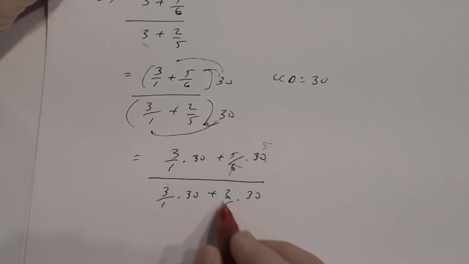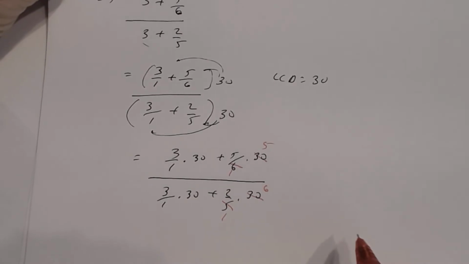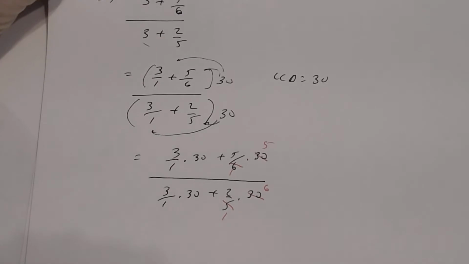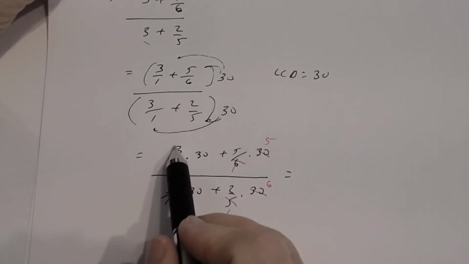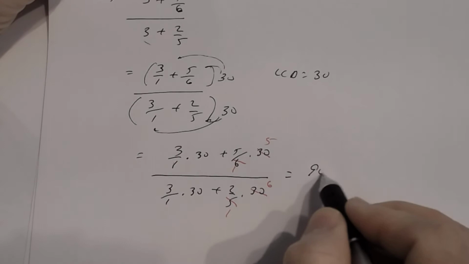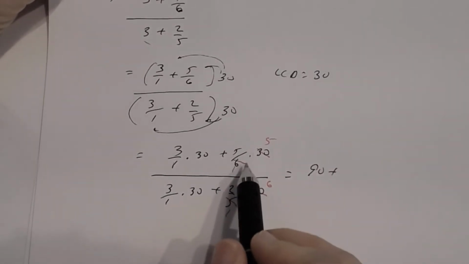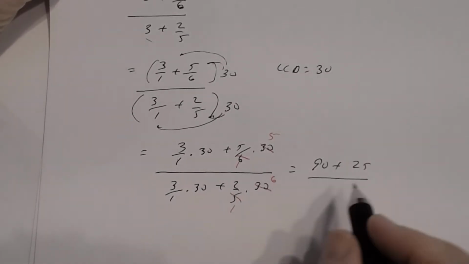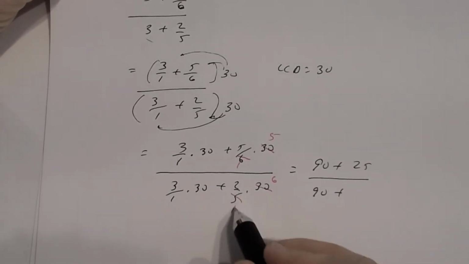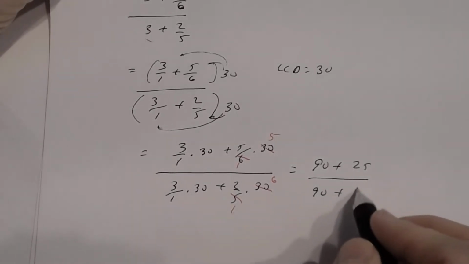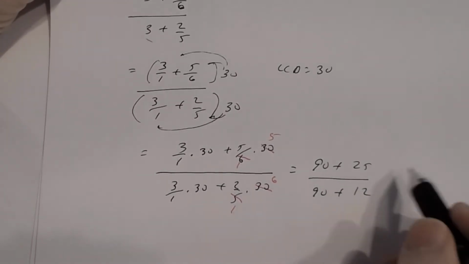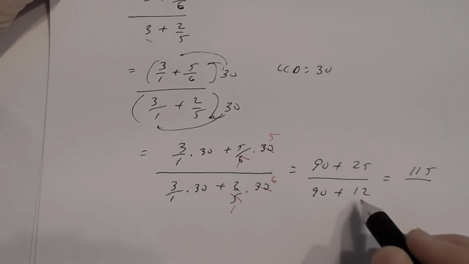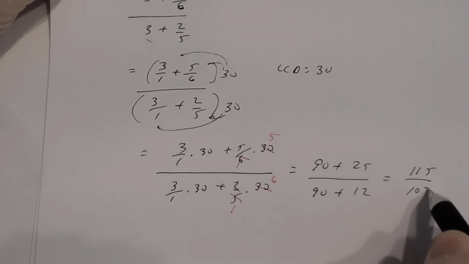Now let's look at this one. 5 into 5 is 1. 5 into 30 is 6. And now I'm going to look at each product and write out what it is. So that's going to equal 3 times 30 is 90, plus 5 times 5 is 25, divided by 3 times 30 is 90, plus 2 times 6 is 12. Okay? So now this is going to be 90 plus 25 is 115. 90 plus 12 is 102.